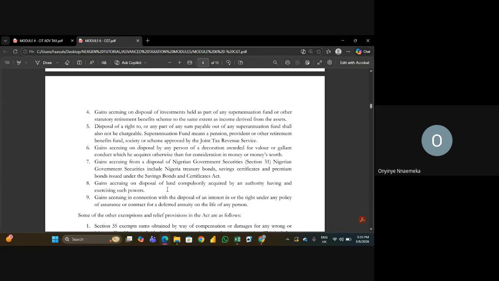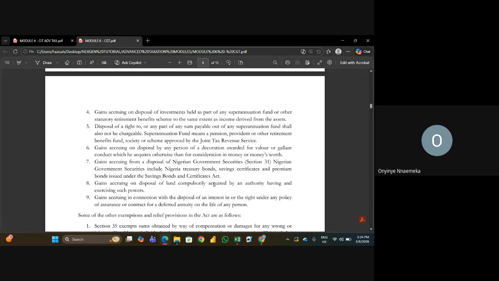But one thing that I would like to draw your attention to is number 8. Gains accruing on disposal of land compulsorily acquired by an authority having and exercising such power. So this one is like, government wants to build a road and they force you to sell your land. It's not like you want to sell your land. Local government needs your land for a particular project, and it is that land that they must use. They now force you to come and sell your land to them.